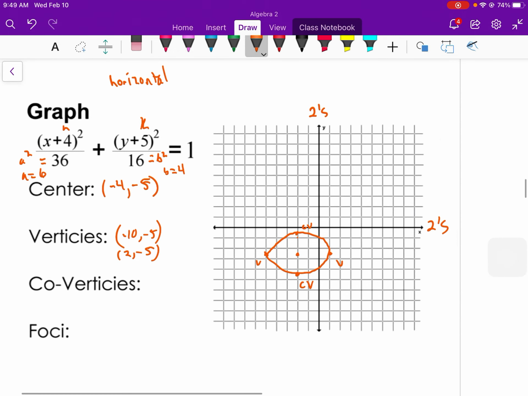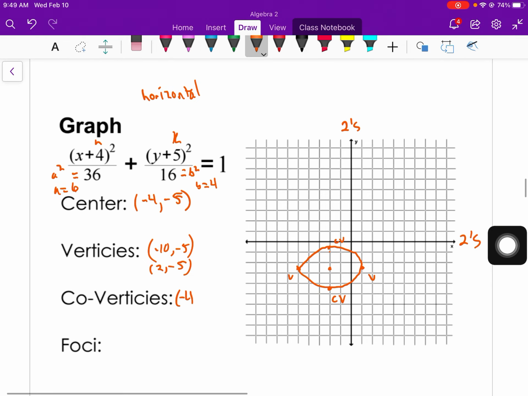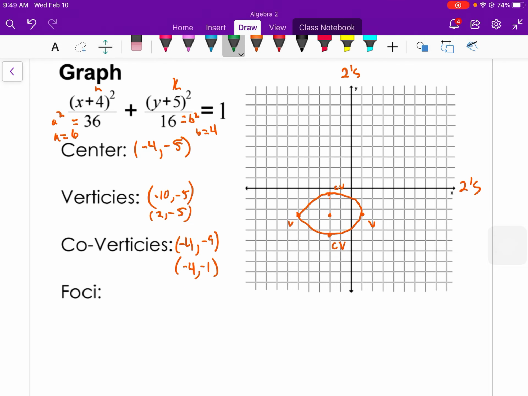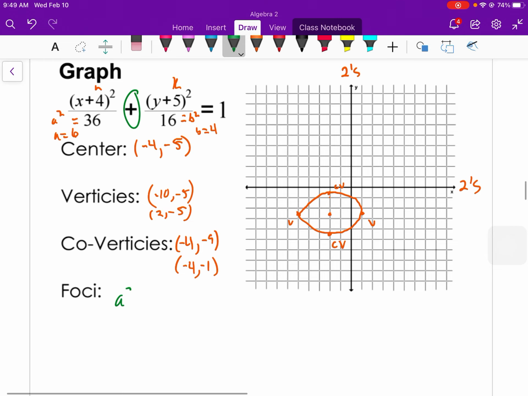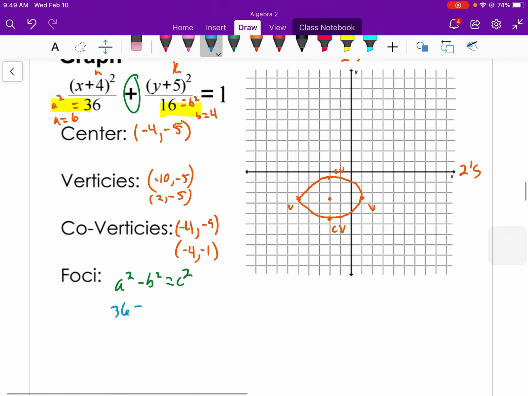And then again, those points now are plus or minus 4 from our y value. So we're going to have negative 4, and then negative 5 minus 4 would be negative 9, and then negative 5 plus 4 would be negative 1. So then those would be our co-vertices. Since the standard form here for the ellipse is going to be plus, the foci is the opposite for the equation. It'll be a squared minus b squared equals c squared. So we can plug in our a squared and b squared.